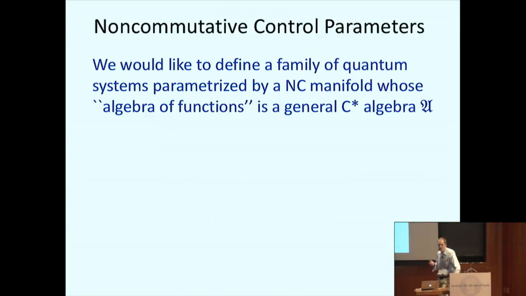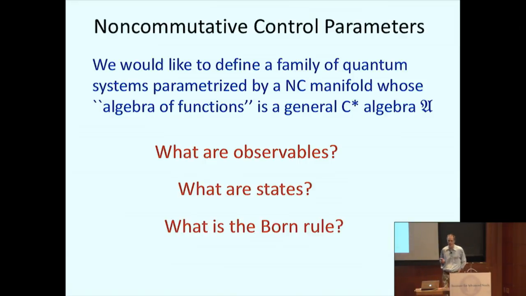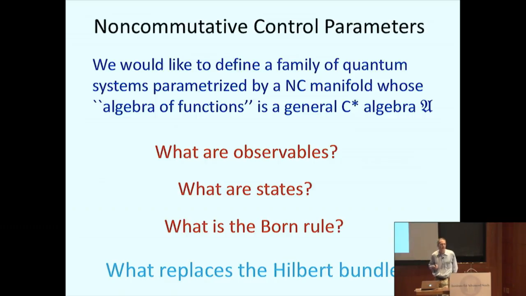So we'd like to define a family of quantum systems which are parametrized by a non-commutative manifold whose algebra of functions is a general C-star algebra A. And that raises a lot of questions. What are the observables? What are the states? And what is the Born rule? So before we deal with these questions, let's ask another question. What replaces the Hilbert bundle?